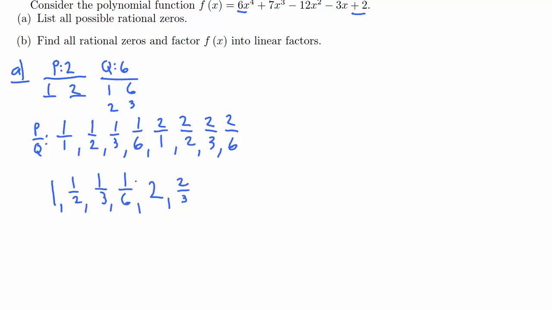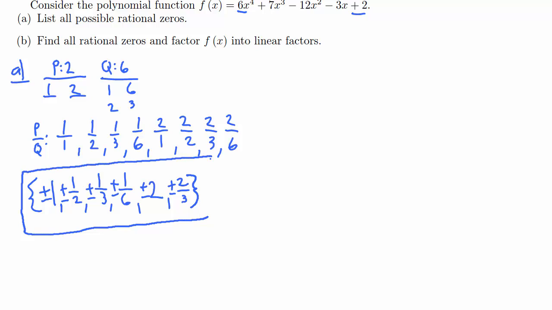So these are all the numbers except for one thing. I haven't taken into account any possible negative values. So each one of these can be either plus or minus. So it's plus or minus 1, plus or minus a half, plus or minus a third, plus or minus a sixth, plus or minus 2, and plus or minus 2/3. Put these in curly brackets to make them a set, and there you go. This is the list of all possible rational zeros.